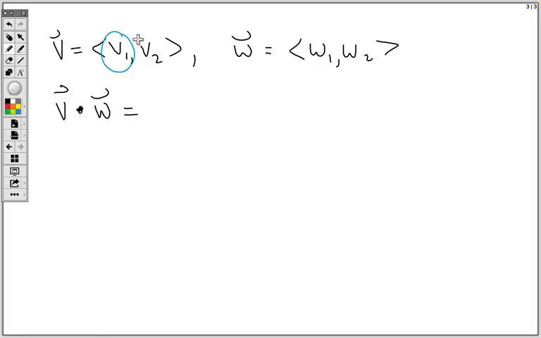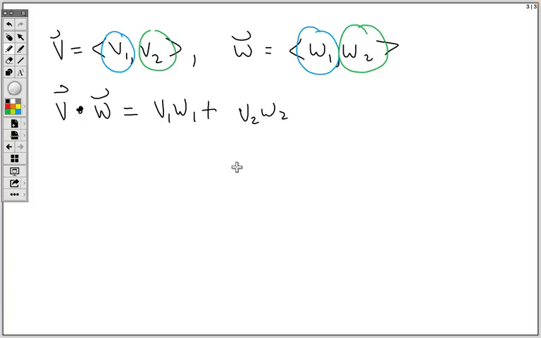And here's what we're going to do. We're going to take the corresponding components, so the x components. We'll multiply the x components together. Then we'll take the corresponding y components and multiply them together. And then we'll add their results. Okay? So we're taking a vector times a vector.